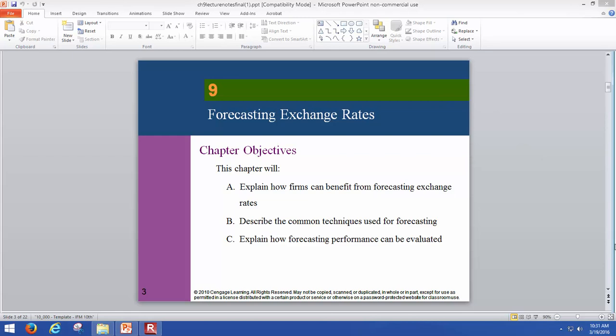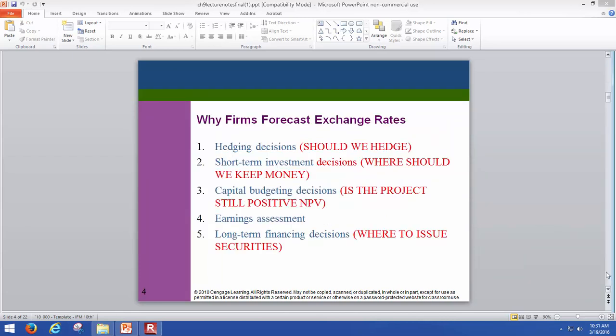So you always want to go back and see how good a job you are doing in financial forecasting or in forecasting exchange rates. And we'll talk about the common ways companies try to do that. So why should we try to forecast exchange rates?